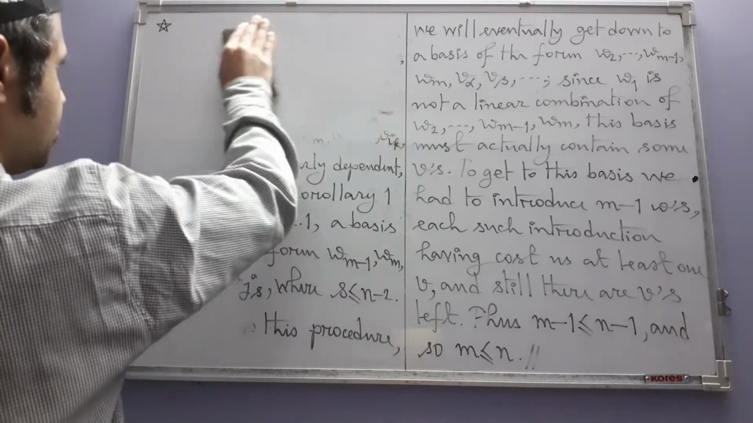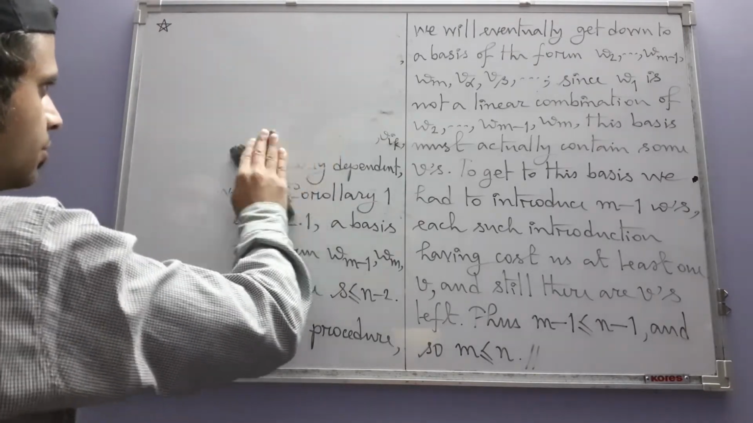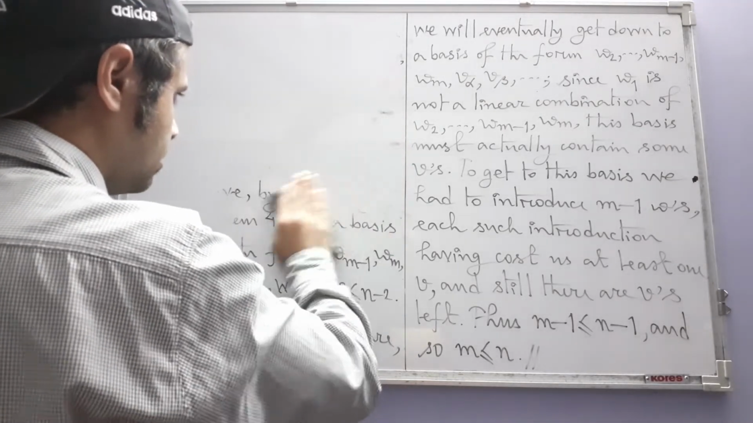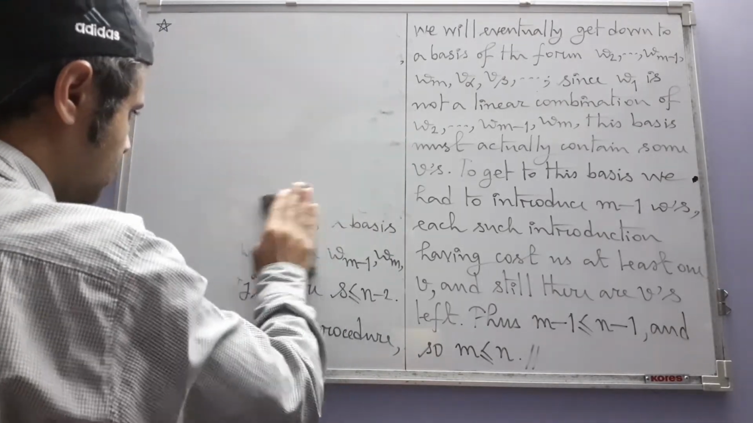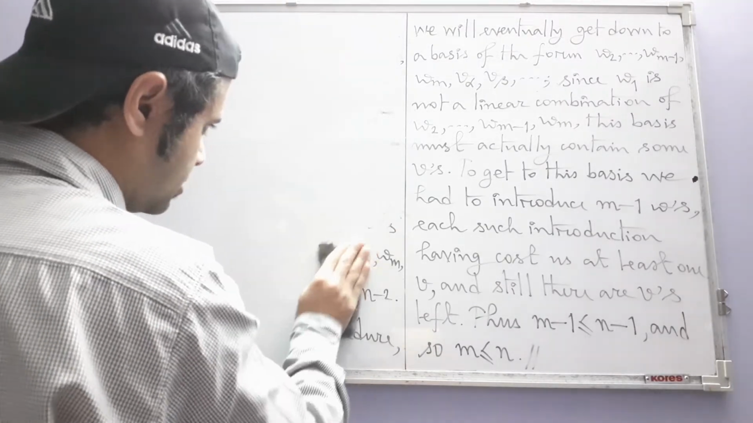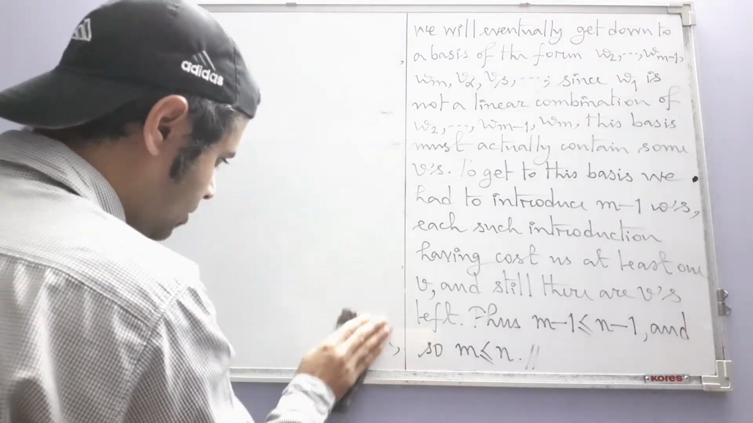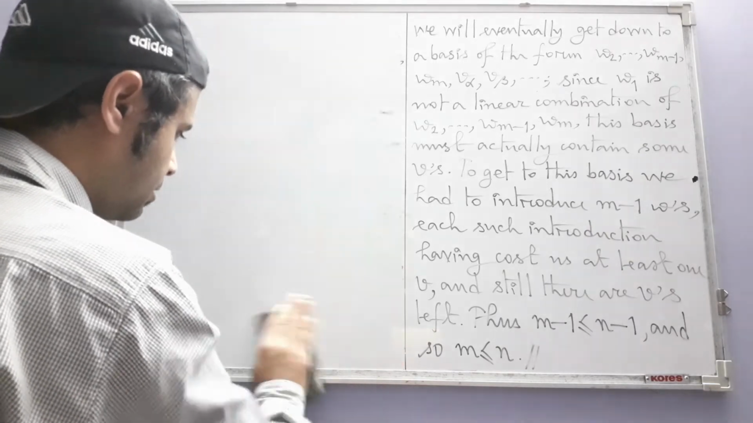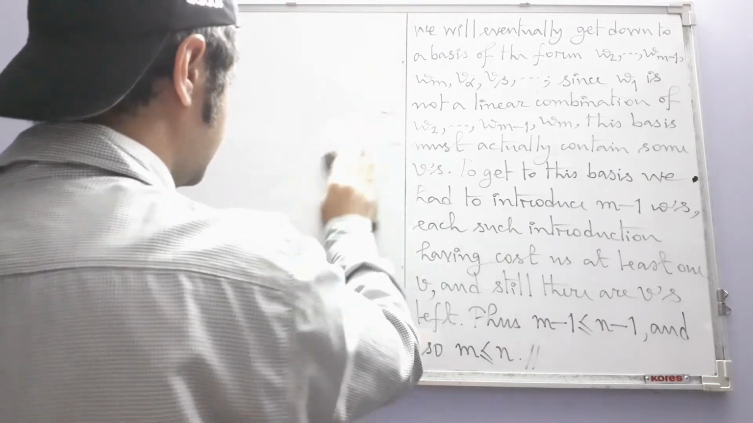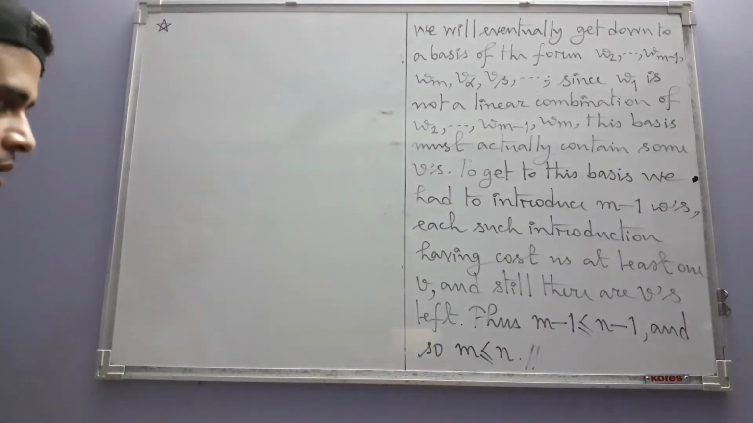Looking at the statement of this lemma, one immediately sees that a direct consequence of this lemma is that any two bases in a finite dimensional vector space must have the same number of elements, and that is the first corollary to this lemma.